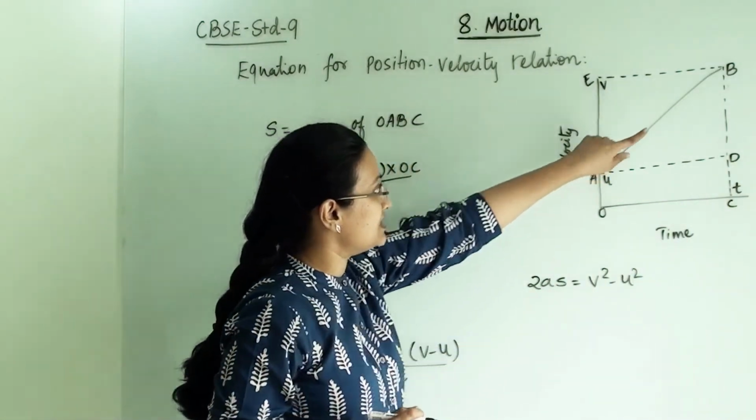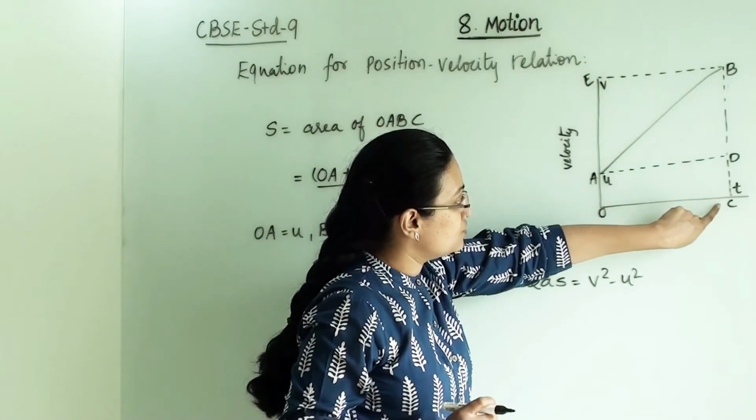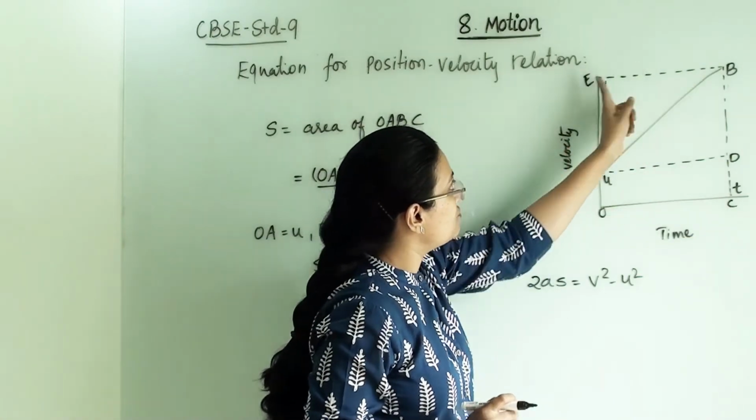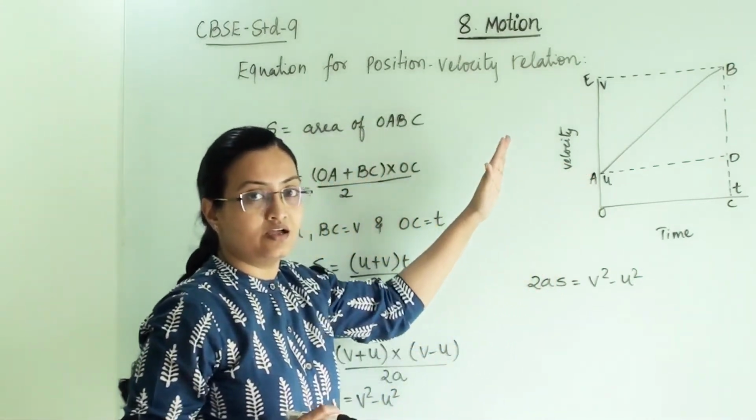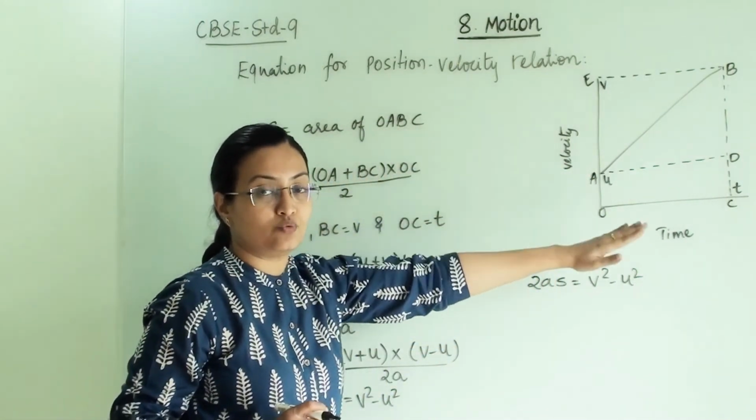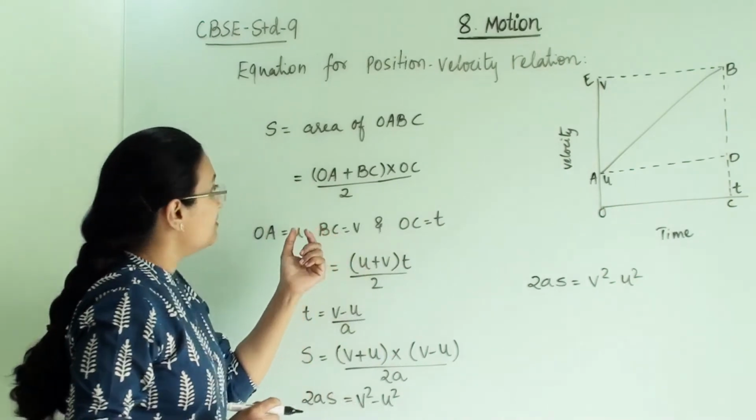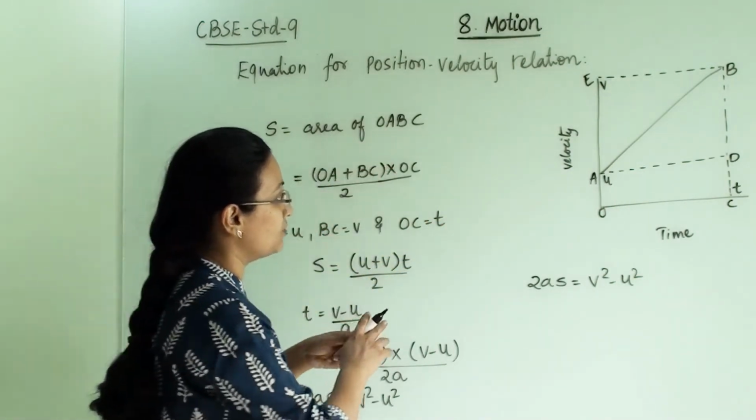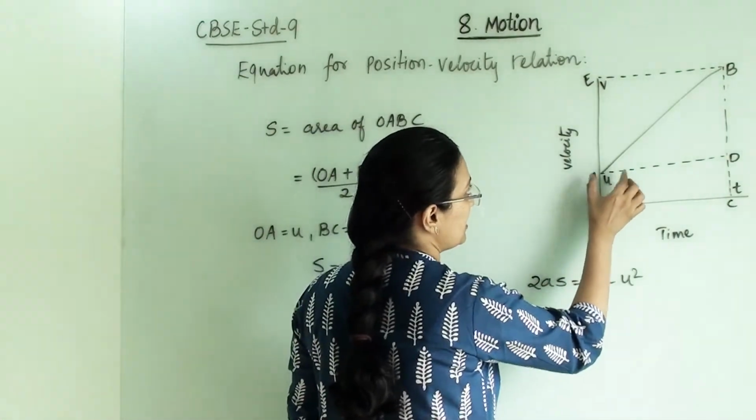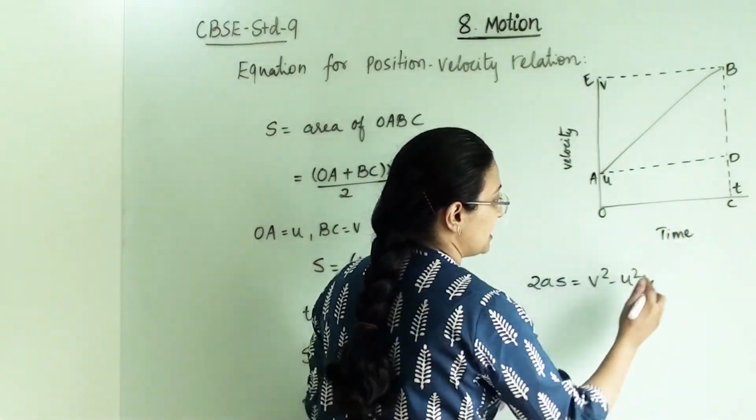We have extended this line B to C to the time line and B to E to the velocity line, so that we can mark the points for the final velocity and the time taken. Now to find the distance, we need the area of OABC. OABC is O, A, B and C. So this is the area of a trapezium.